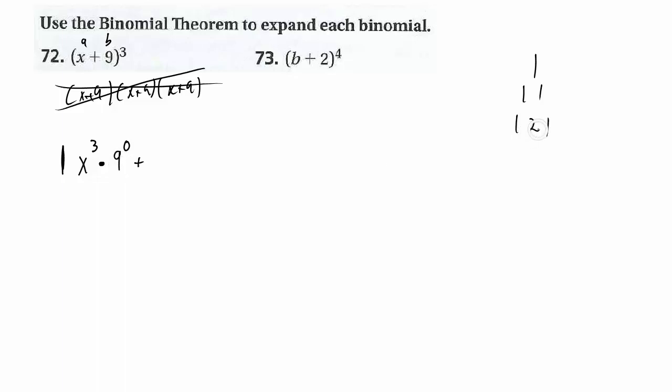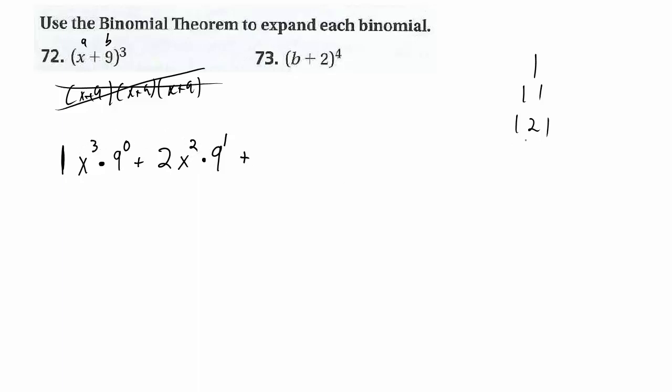The next term, I'm going to pull the second coefficient, the 2. Then I'm going to take this a, which is the x, and that's going to go to the 2nd power. Then the b, which is the 9, is going to be to the 1st power. So these powers go down while the other powers go up.